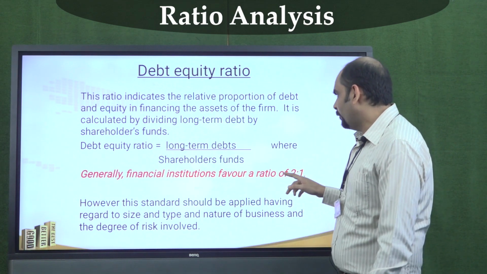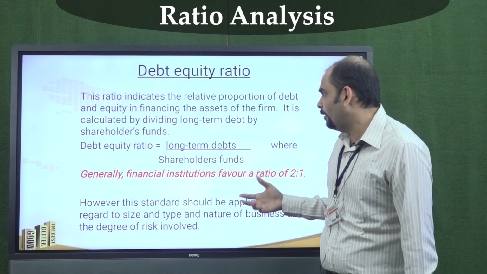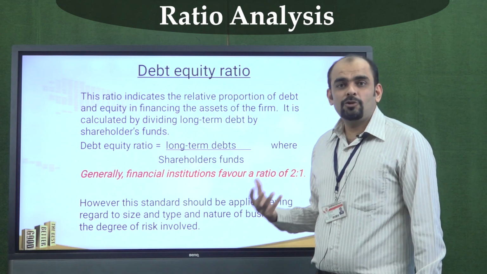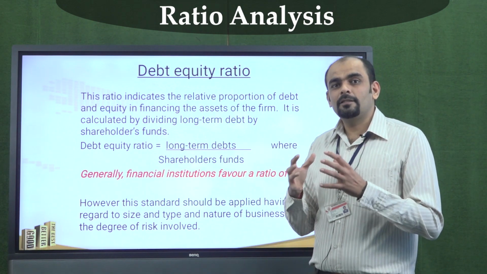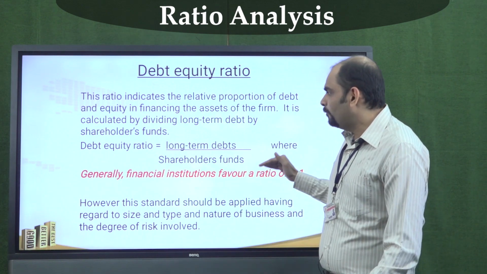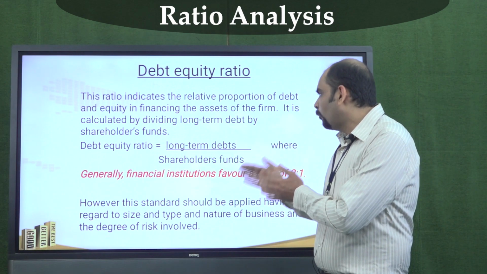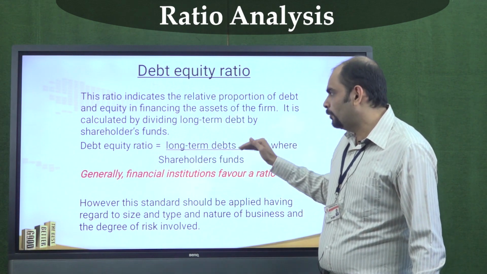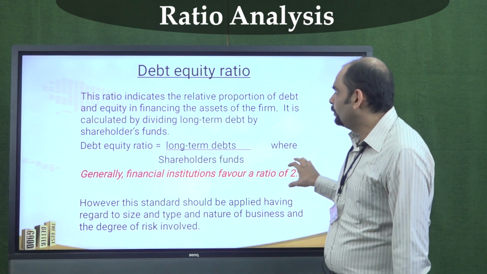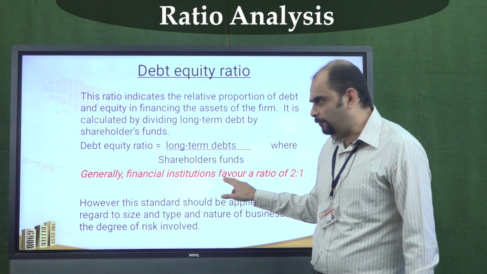That is, for every 1 rupee of shareholders' funds, you need to have 2 rupees of long-term debts. That will ensure the kind of decision making power or voting power, that you want to have limited voting power, or involvement of shareholders in the business, you want to reduce that. So you need to maintain a certain level of ratio, that is 2:1. So debt equity is long-term debts upon shareholders' funds.